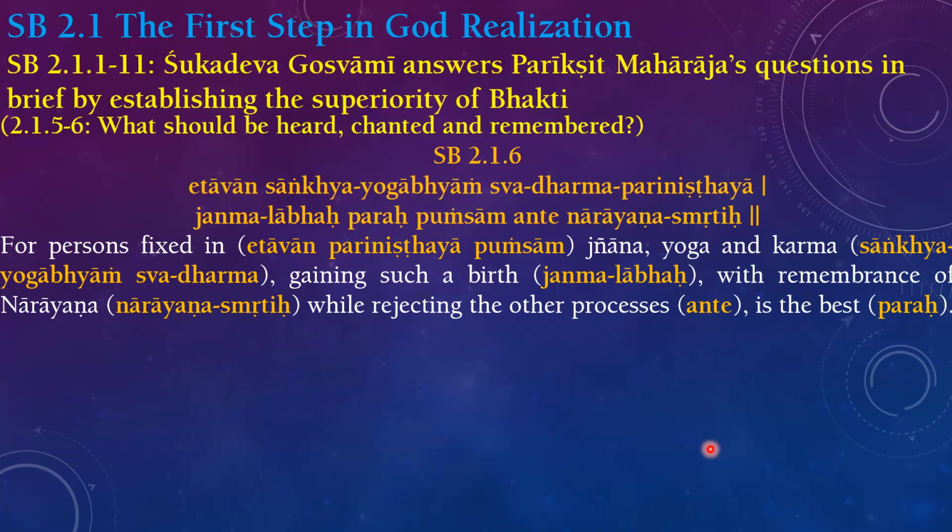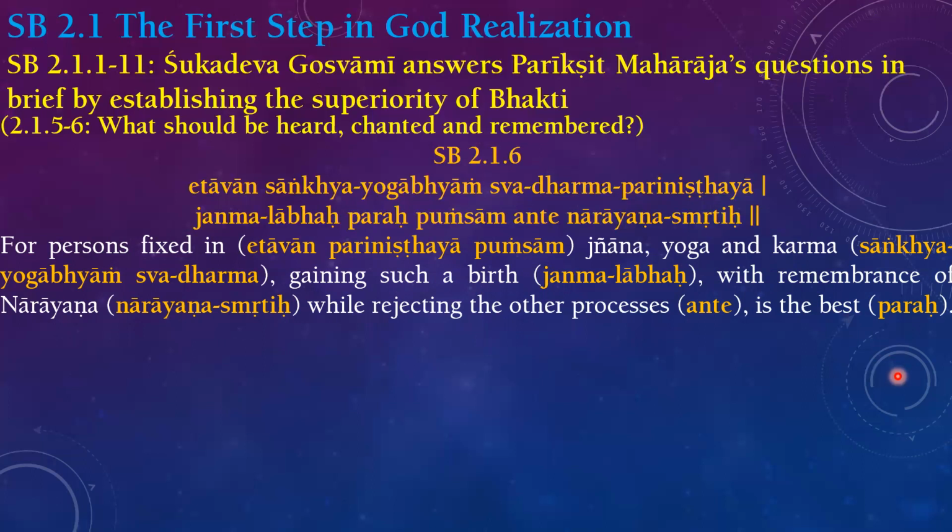For the person fixed in the practice of jnana, Sankhya stands for jnana and yoga stands for Ashtanga yoga. Swadharma stands for Nishkama karma yoga. Either the person is fixed in jnana, Ashtanga yoga, Nishkama karma yoga, Sankhya, yoga, swadharma, paranishtaya means completely dedicated in performing those activities. Gaining such a birth with the remembrance of Lord Narayana, while rejecting the other processes, is the best.